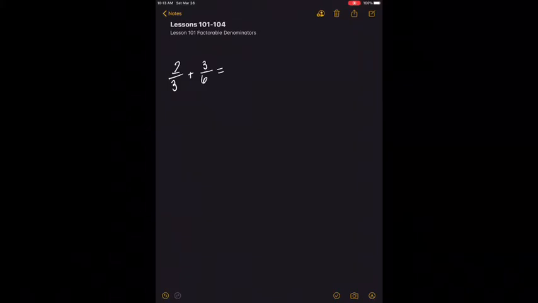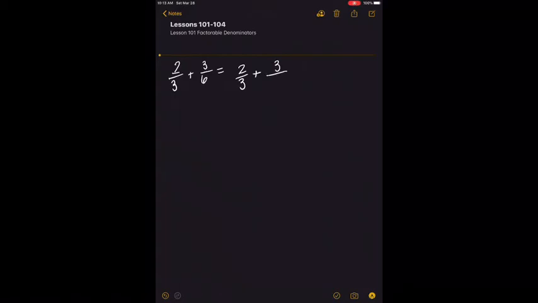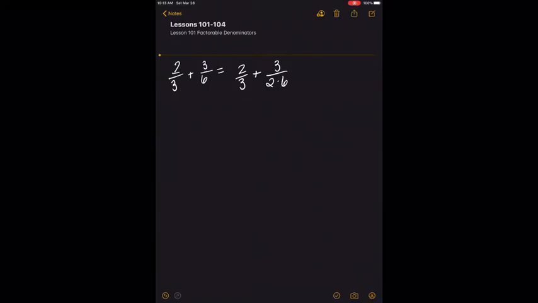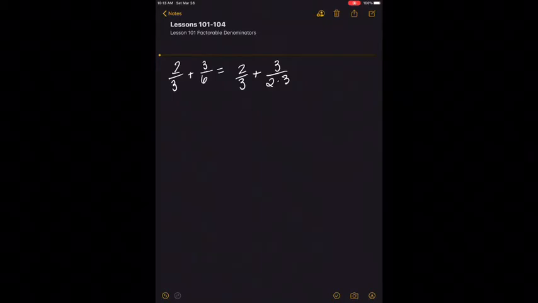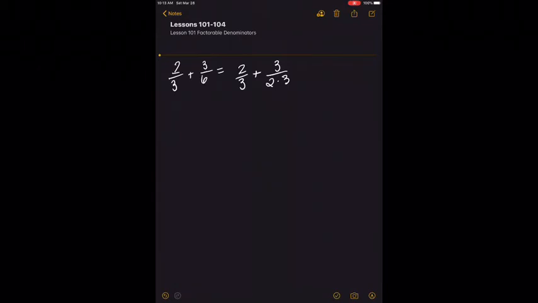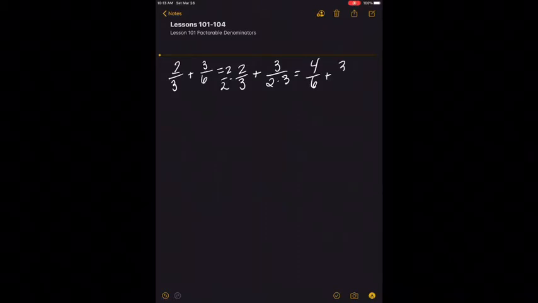So we could rewrite this as 2/3 plus 3 over 2 times 6, right? Rather, 2 times 3. Okay, so at this point, we could either cross cancel our 3 and our 3, or we could multiply our first fraction by 2 over 2. So that's what I'm going to do, multiply our first fraction by 2 over 2, and we get 4 over 6 plus 3 over 6 equals 7 over 6. Okay.